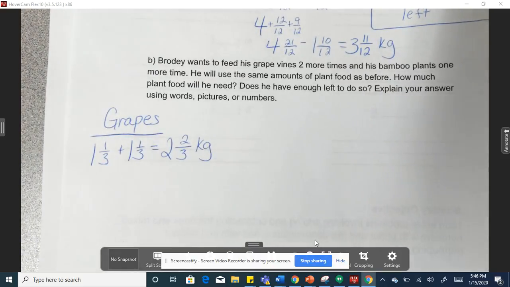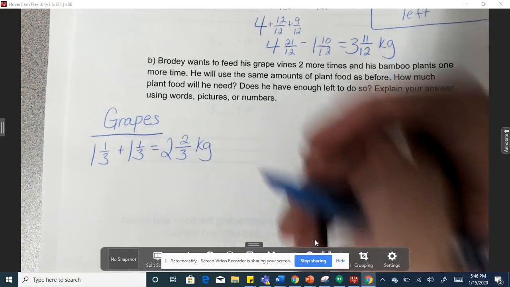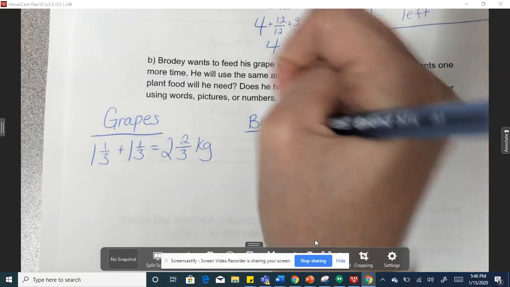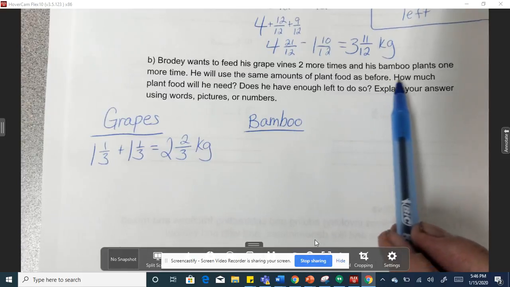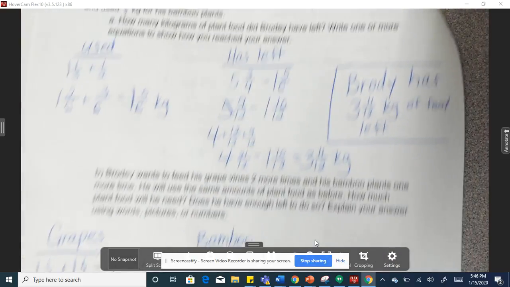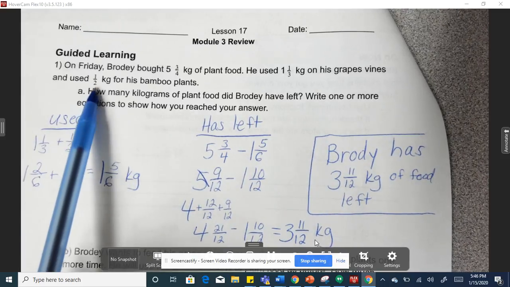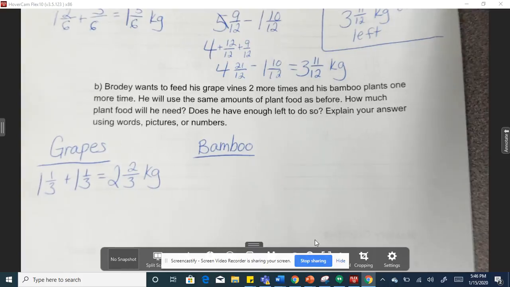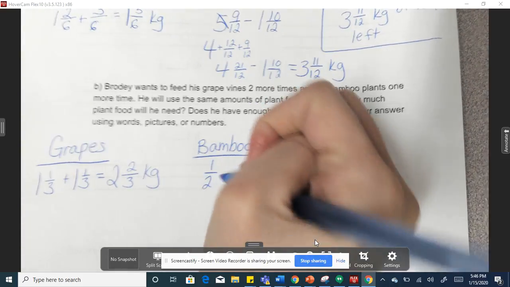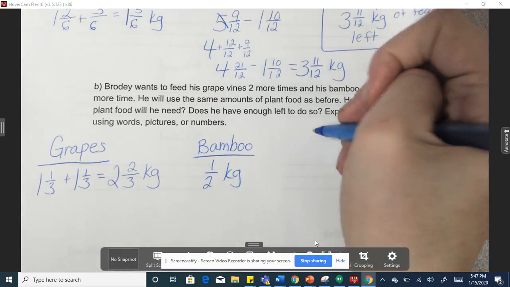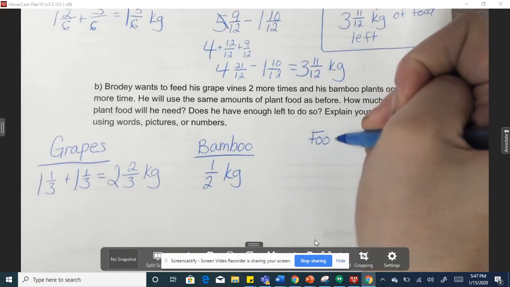But it's not asking just grapes. It wants to know bamboo plants. So bamboo, let's see. It says he only fed his bamboo plants 1 more time. So let's go back up to the top, see how much he feeds his bamboo plants each time. Oh, 1/2 of a kilogram. So I know that he's feeding his bamboo plants with 1/2 a kilogram more. I don't have to do any math. That's good. So now I can see how much he's feeding both plants.